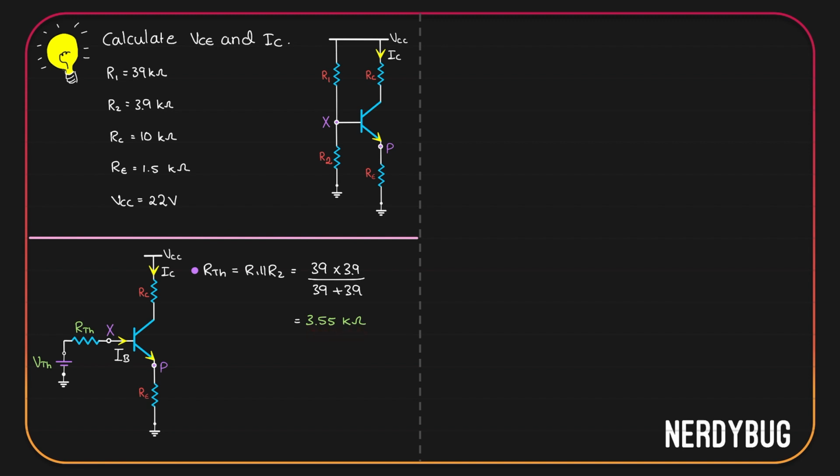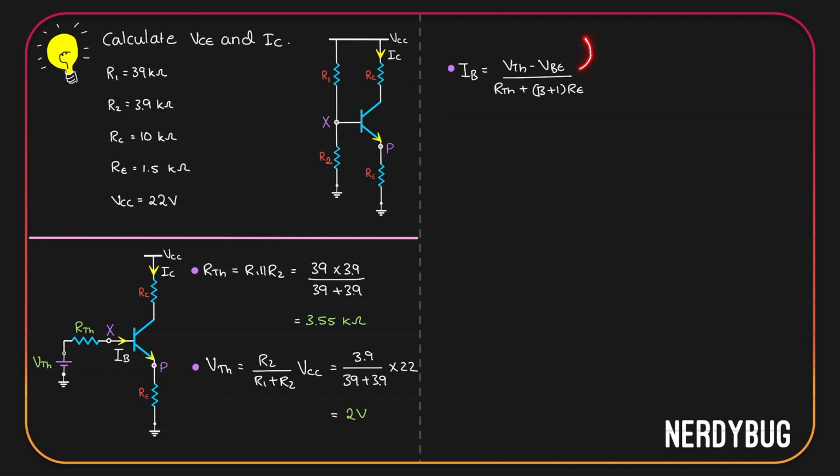We also have to find out the Thevenin voltage. It is R2 by R1 plus R2 multiplied by VCC. Giving the values, we get 2 volt. Now let's find the base current. IB is VTH minus VBE divided by RTH plus beta plus 1 RE. We have all the values except beta. Let us take beta to be 100. That will give us base current is 8.38 microampere.